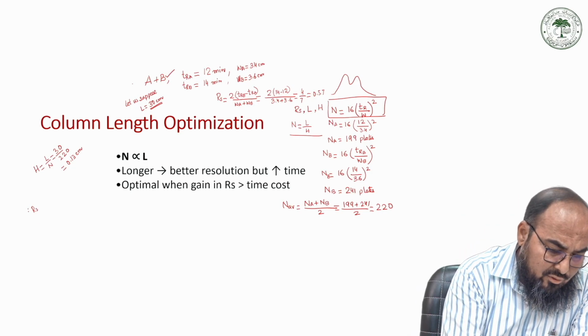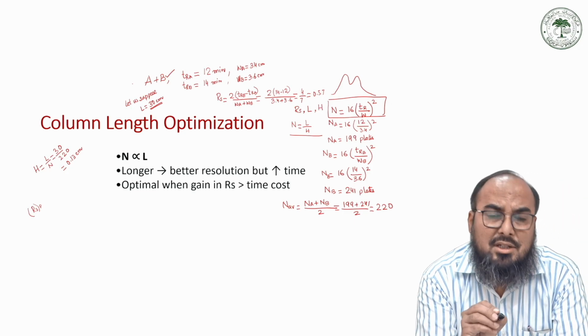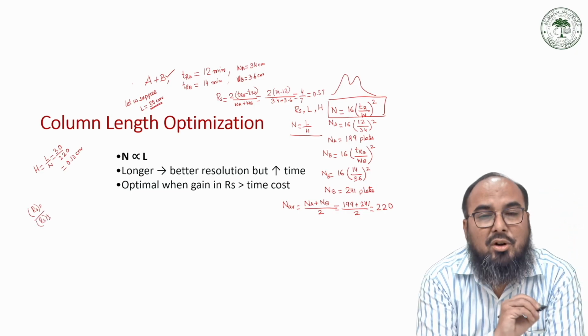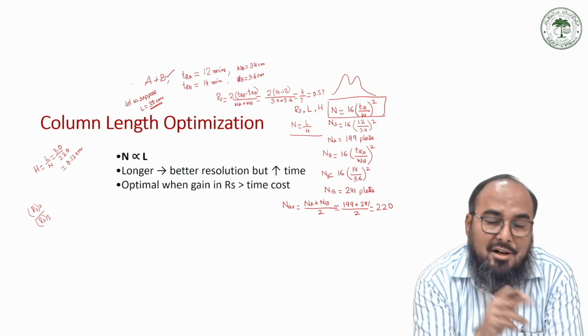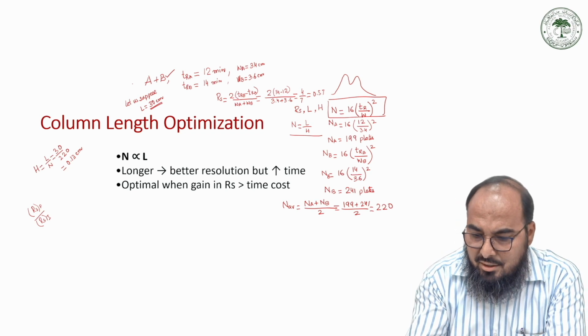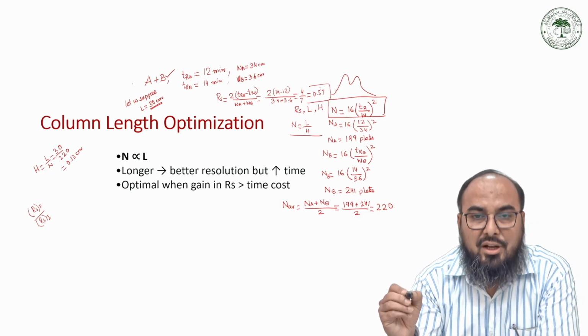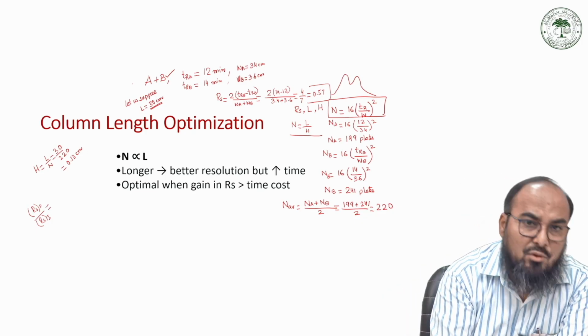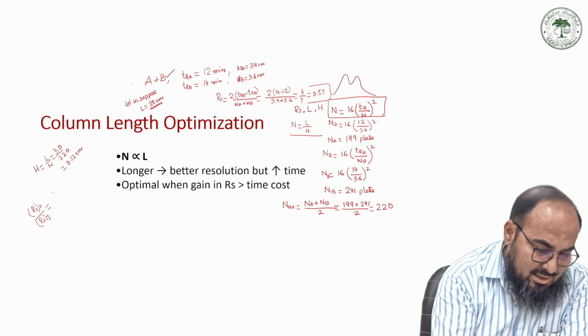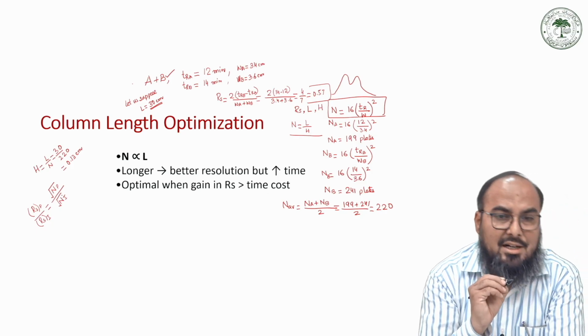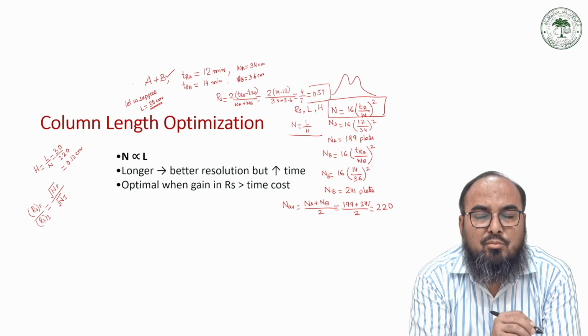The formula is the resolution, suppose let me write it P, that is the practically obtained resolution, and the resolution which is desired or ideal. The ideal one is 1.5 resolution, and the resolution which is coming here is given as 0.57. That is equal to the square root of n of the practically occurring upon the square root of n, that is the desired or ideal. That is the formula. In this formula you have to put your values.